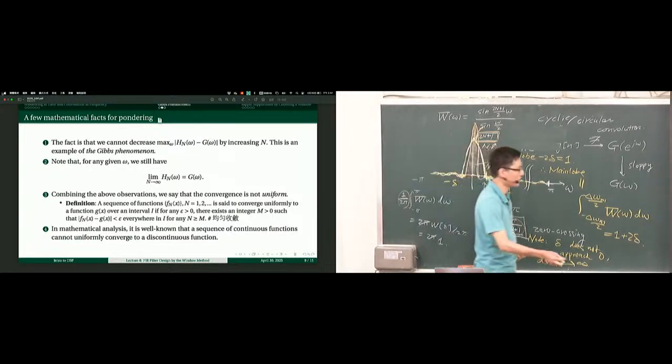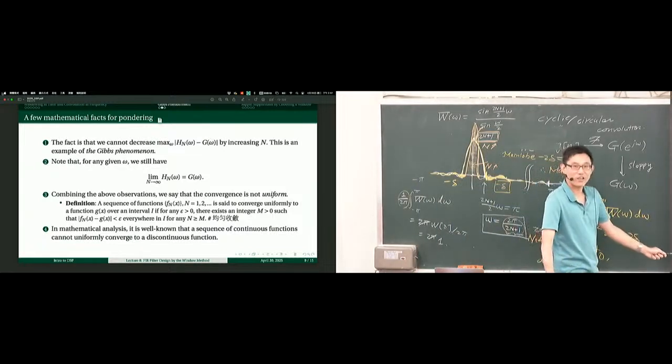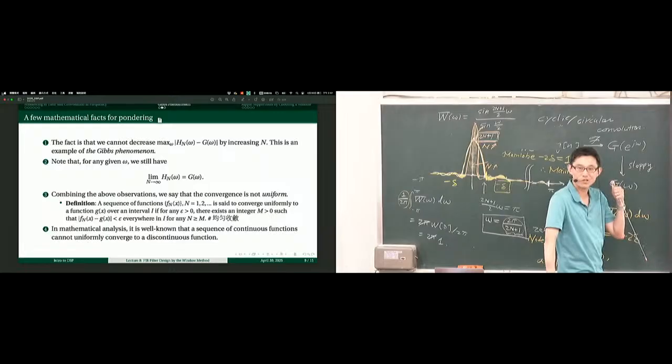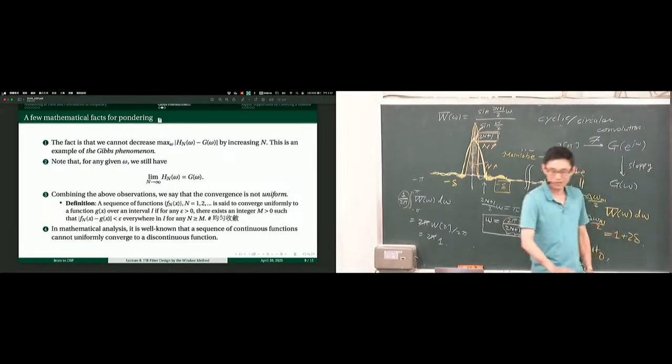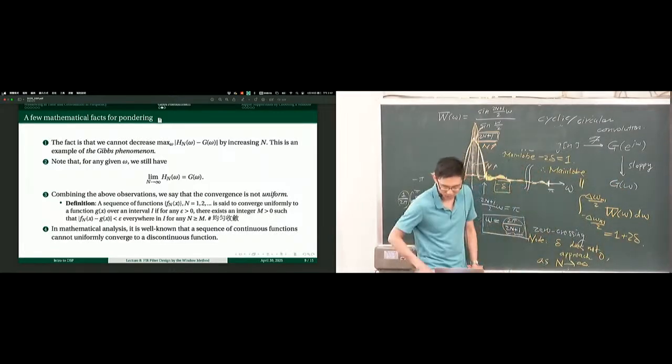I highly recommend you take advanced calculus before you leave NTHU, because you might be the next 财政部长, the Minister of Finance of the Republic of China, or Taiwan.